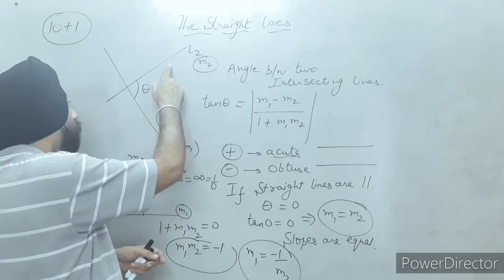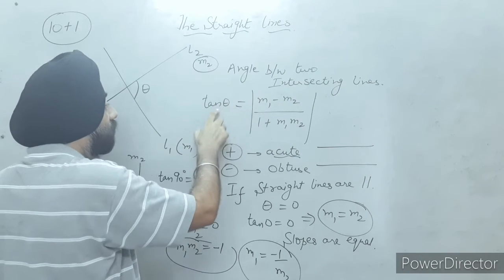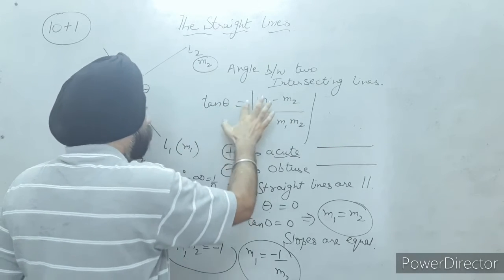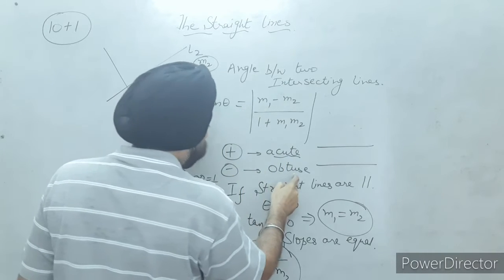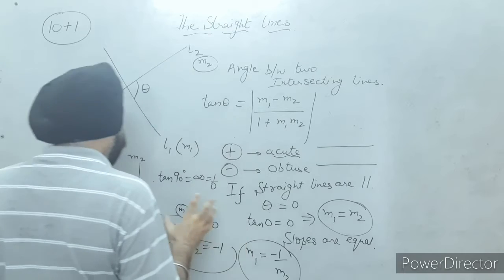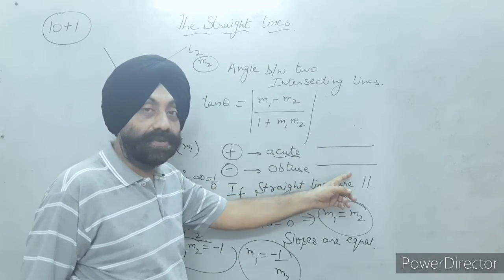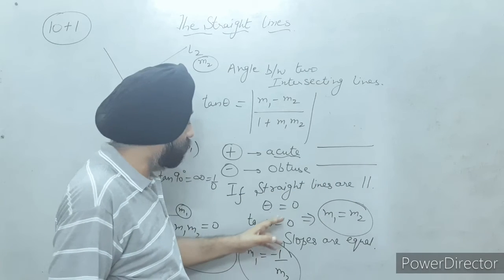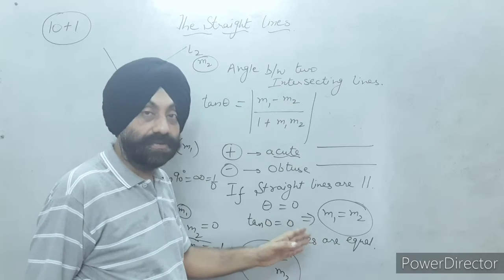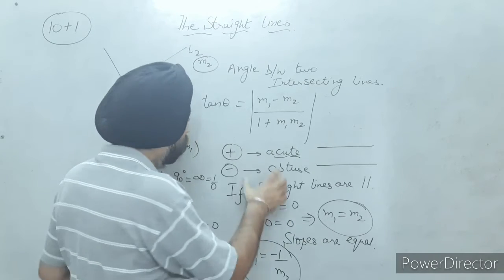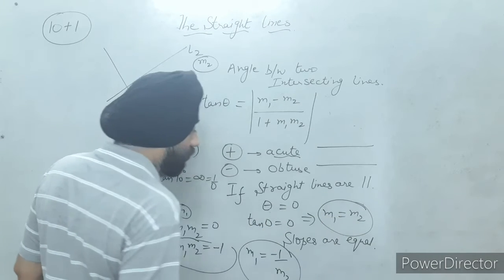Now I repeat, the angle between two lines is given by this formula. Tan theta equals this, plus sign if the angle is acute, negative sign if the angle is obtuse. Now if the straight lines are parallel, then there is no angle between these two lines. That means theta equals 0. If tan theta is 0, then theta is 0. Tan of 0 is 0. Now from there I get m1 equals m2. That means the slopes are equal.